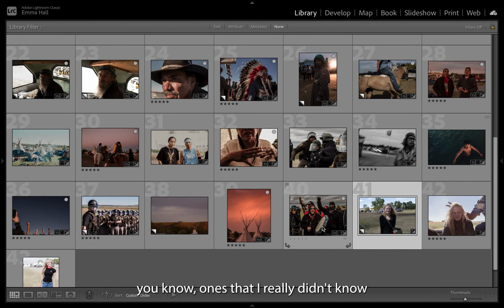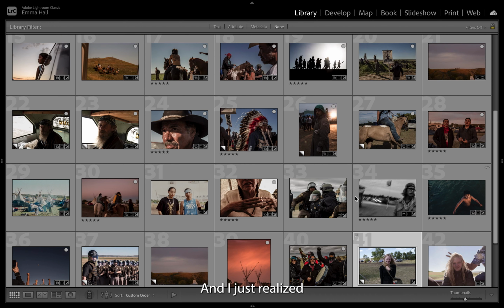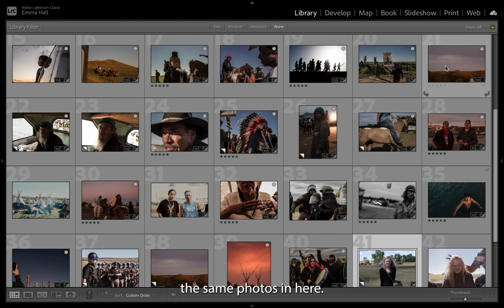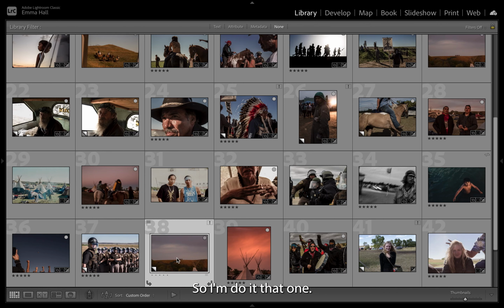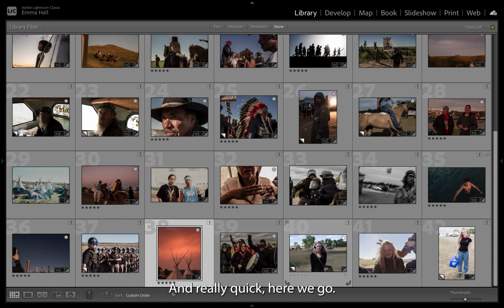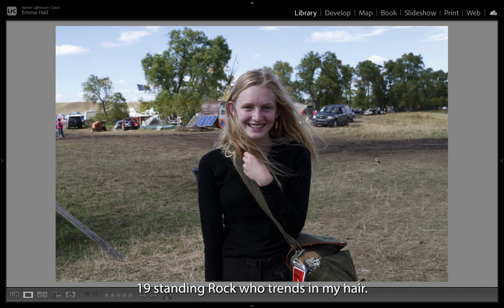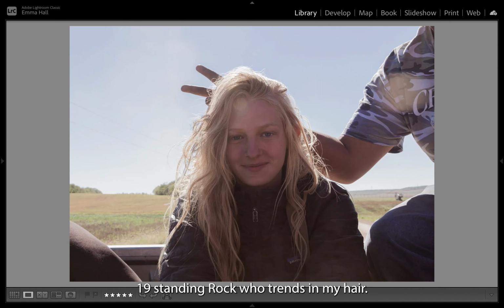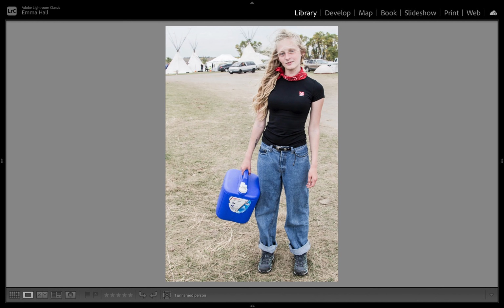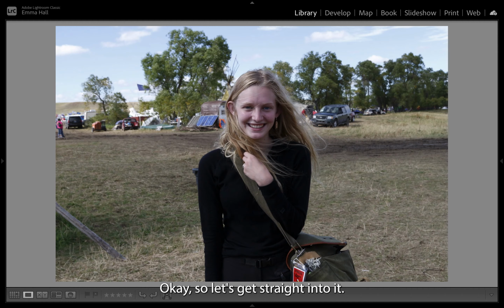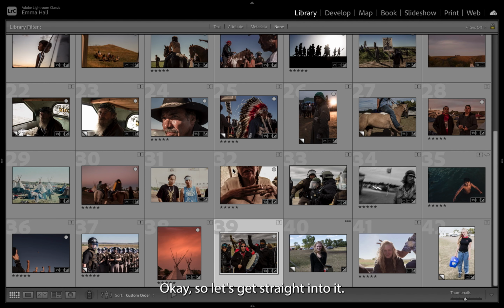So a lot of these pictures are ones where I really didn't know what I was doing, and I just realized that we have two of the same photos in here, so I'm going to delete that one. And really quick, here we go: 19, Standing Rock. Woohoo! Dreads in my hair. Fun stuff. Okay, so let's get straight into it.